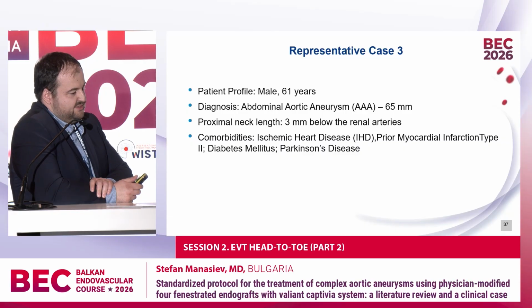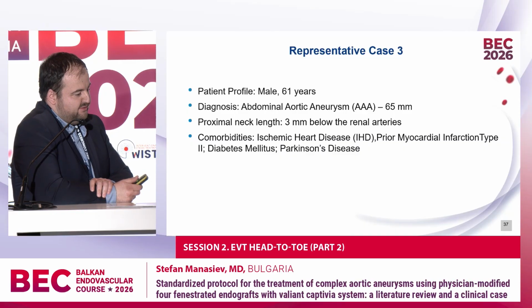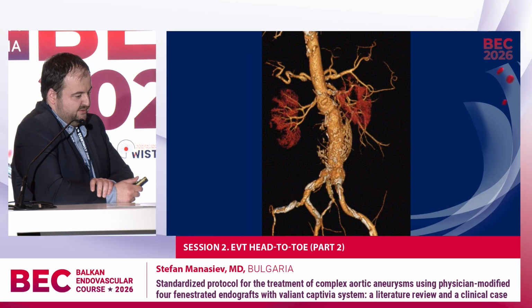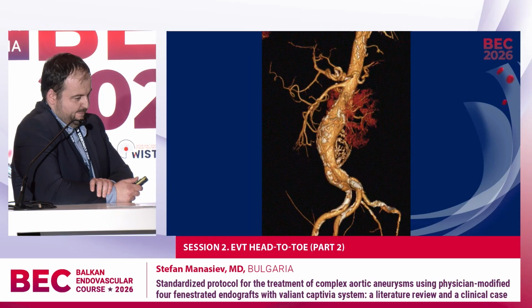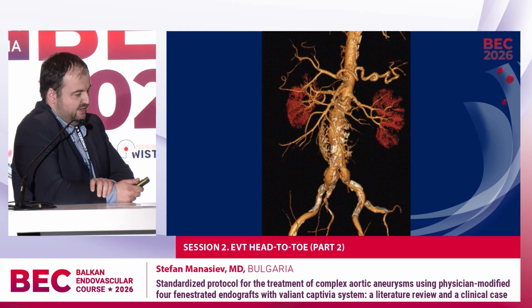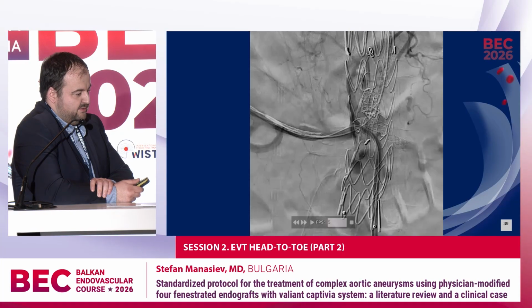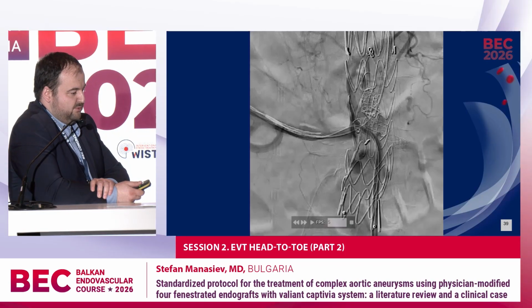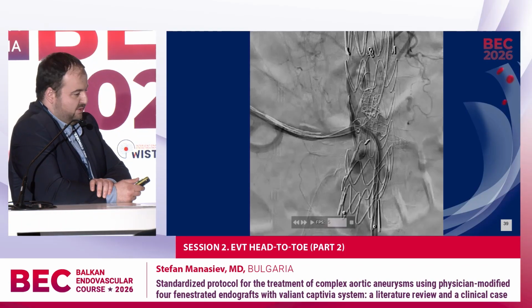The third case, also a big aneurysm, proximal neck length 3 millimeters below the renal arteries. Here, when we cannulate and implant the renal artery, the stent removes from the balloon and falls into the renal artery. We cannulate it from a brachial access with a second guide wire.